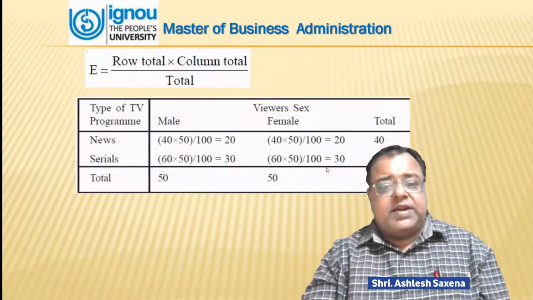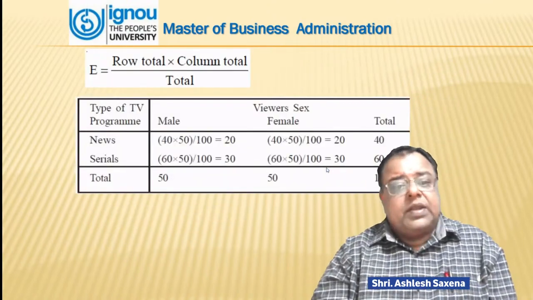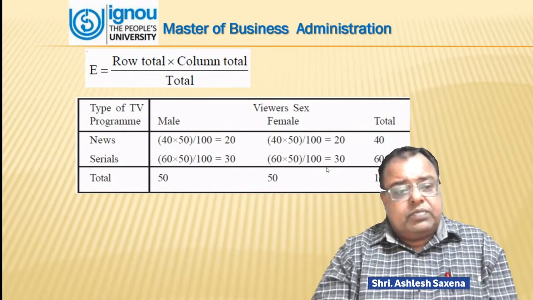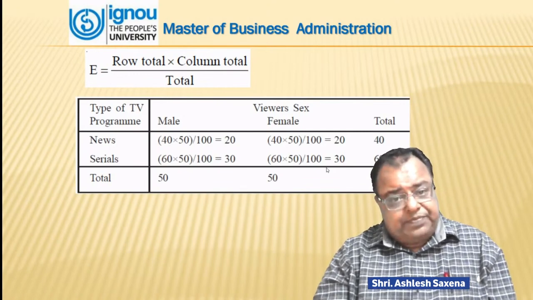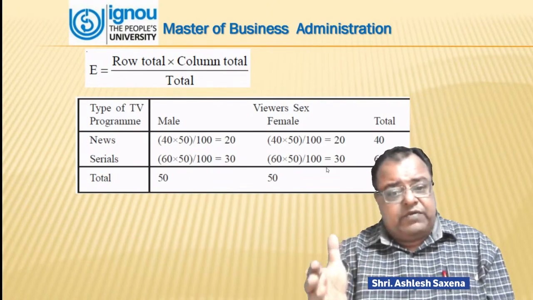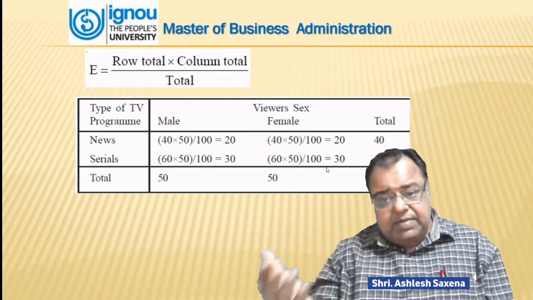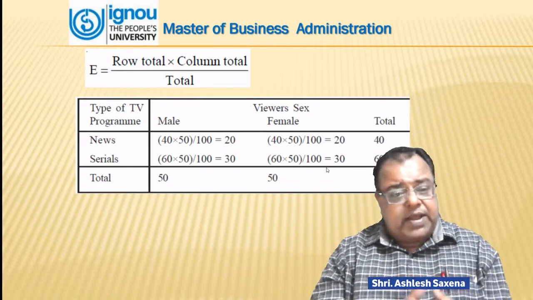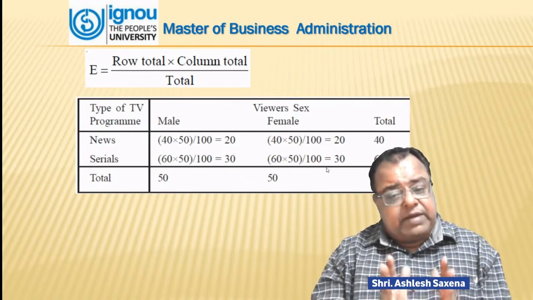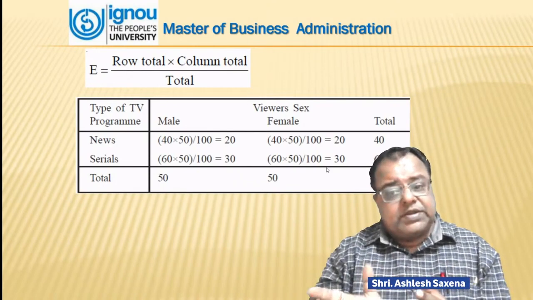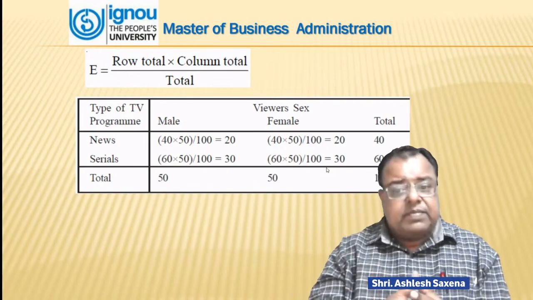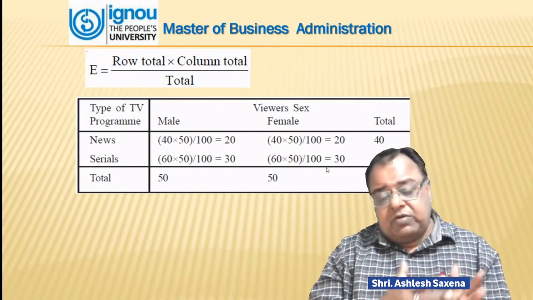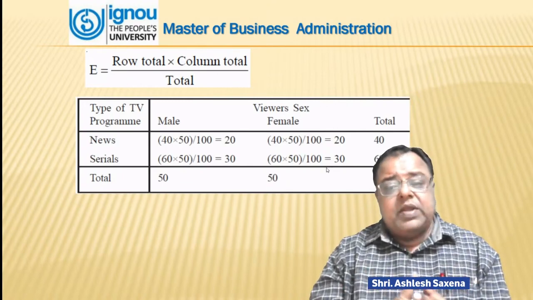Now we will see how it is calculated. Here we see that for news, it is 40 into 50 divided by 100, which is equal to 20, and for female it is 40 into 50 divided by 100, which is 20, and we can sum up, it comes out to be 40. Similarly, for the serials, 60 into 50 divided by 100 is equal to 30, and 60 into 50 divided by 100 is again 30, which is a total of 60. When we are totaling up column-wise, it is 100, and when we are totaling up across the row, we are getting 100.